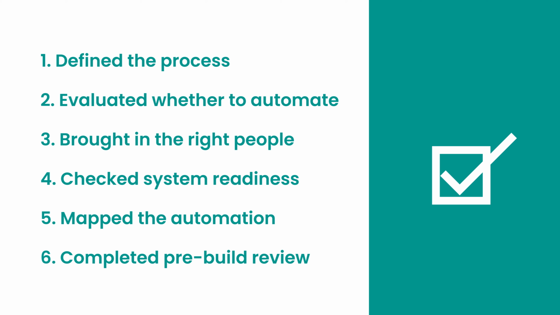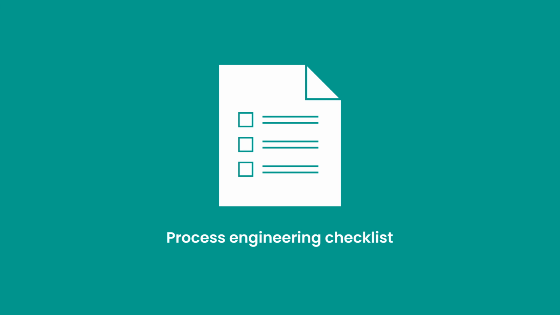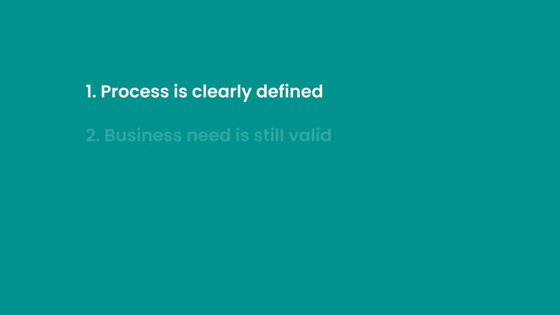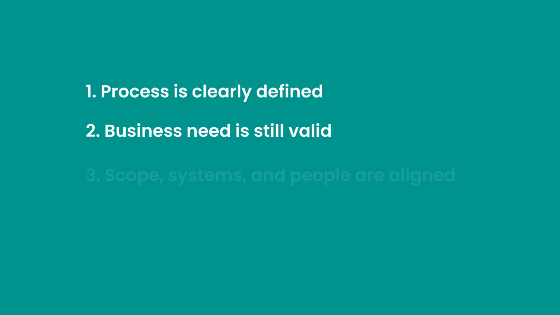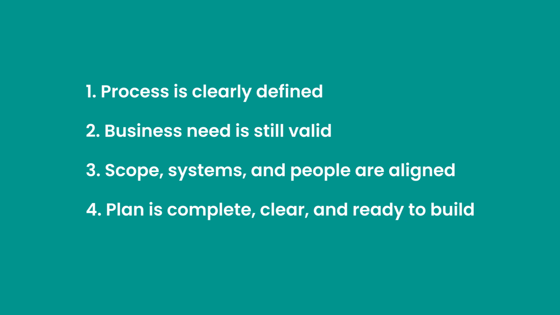You don't need to memorize the framework to use it again. You just need a reliable way to repeat it. That's where the process engineering checklist comes in. Use it before building any new automation to make sure the process is clearly defined, the business need is still valid, the scope, systems, and people are aligned, and your plan is complete, clear, and ready to build. You can also copy it into your documentation space or task tracking tool to integrate it into your own process.